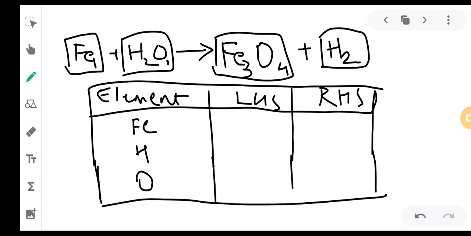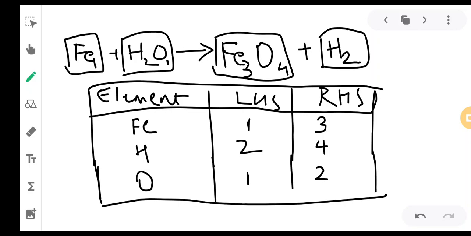So how many atoms of Fe are there on the left hand side? There is only one atom of Fe on the left hand side. How many hydrogen atoms are there? There are two hydrogen atoms and only one oxygen atom on the left hand side. On the right hand side there are three atoms of Fe and four atoms of oxygen, and two atoms of hydrogen. So now everything is unbalanced, nothing is balanced.